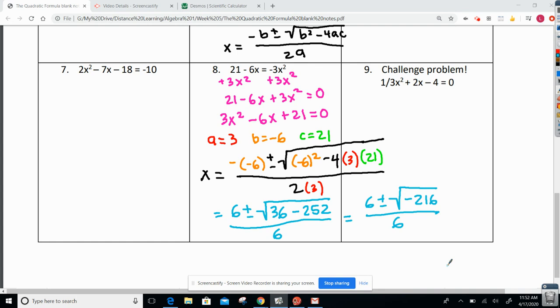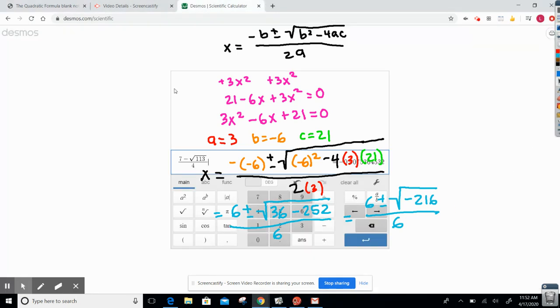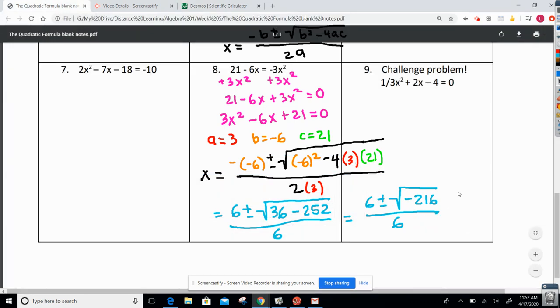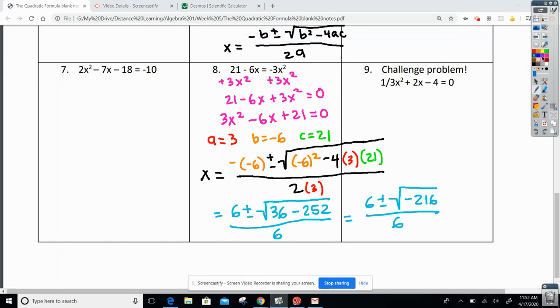Now I'm going to stop there for a second. I have a square root of a negative number. My discriminant is negative 216. If you think back to the beginning when we talked about discriminants, anytime we had a negative discriminant, it told us that we had no real solutions. The reason is that we can't take the square root of a negative number. If I put the square root of negative 216 in my calculator, it tells me it's undefined. We can't do it, and that is why anytime you have a negative discriminant, it's no solution. Since we can't do it, the answer to this question is no real solutions.